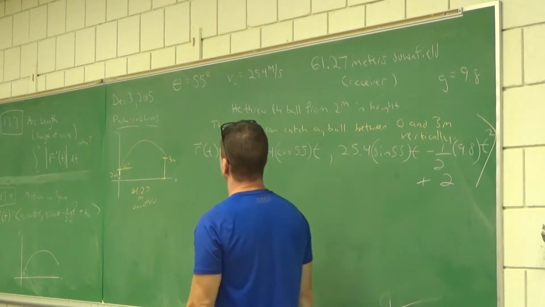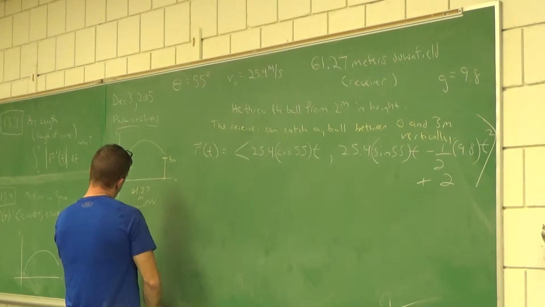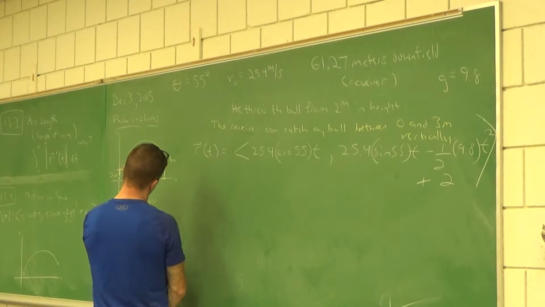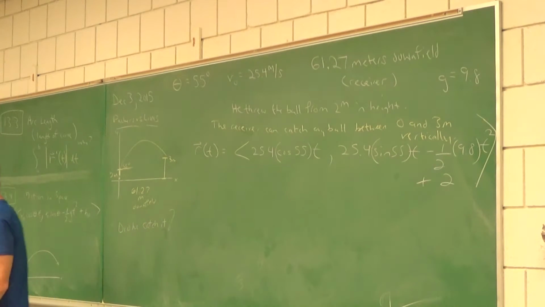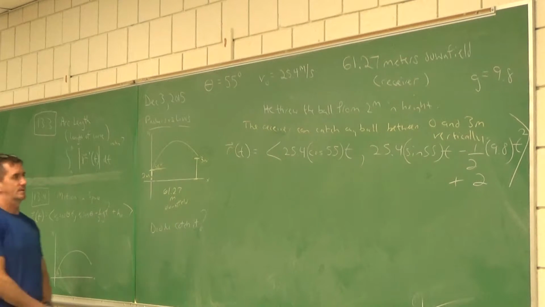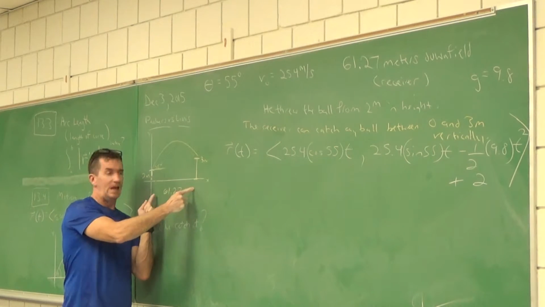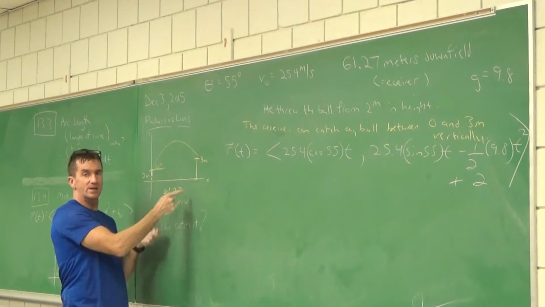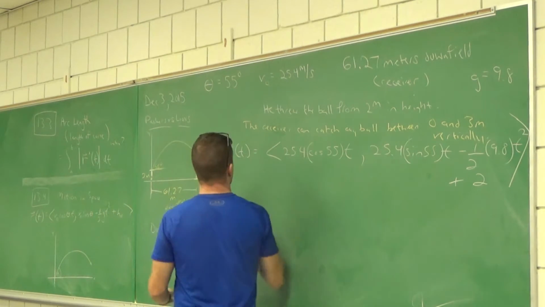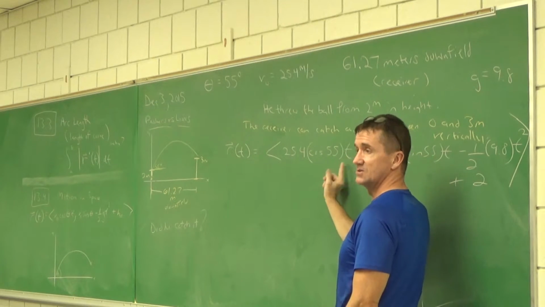Now, did the receiver catch it? Where should we start? Yes or no? We've got to justify this. Did he catch the ball? Where should I start? I've got the distance x, right? You want to start there? It went 61.27 meters. What can I set it equal to? This right here. What can I solve for? T. So let's start there.